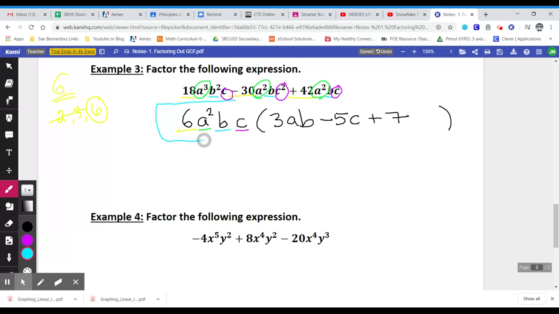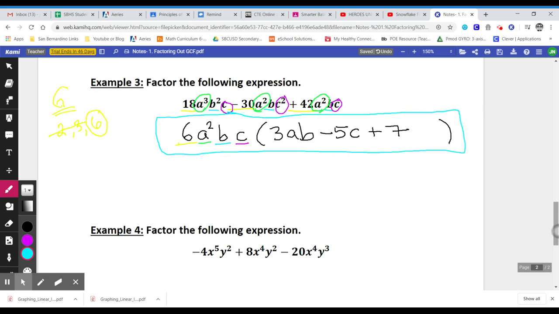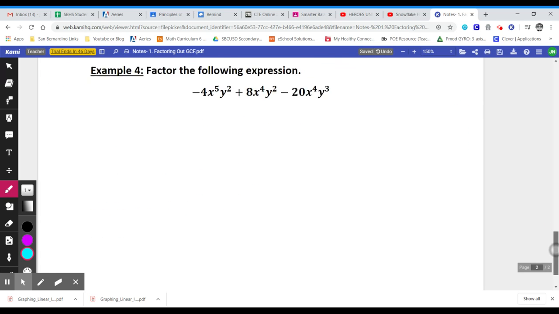So the final answer will be this, that the greatest common factor, the factored expression of the original term, is 6a squared bc multiplied by 3ab minus 5c plus 7. Okay, like I said, the problem is longer, but it's the exact same procedure.